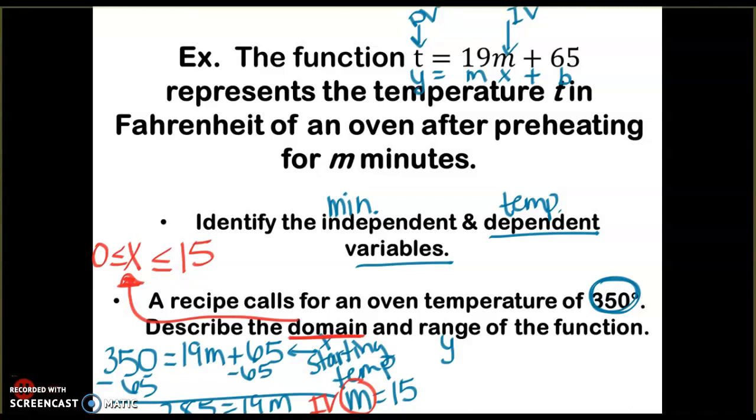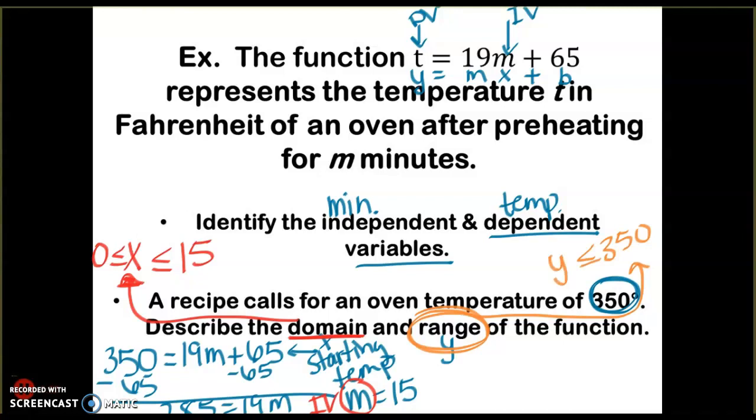The opposite of that is the range, or how our temperature is going to be increasing. After 0 minutes, what is the temperature? After 1 minute, what is the temperature? That's what we need to find. We already know that the highest temperature it needs to be is 350 degrees. So that is our Y value.